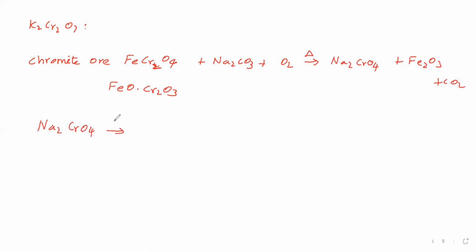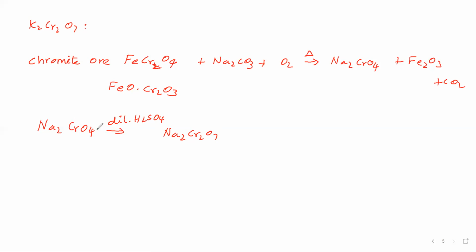Dilute sulfuric acid solution is added. What happens? Chromate is converting into dichromate. Now you see that in the presence of acid, chromate is converting into dichromate. In the presence of base, dichromate is converting into chromate.